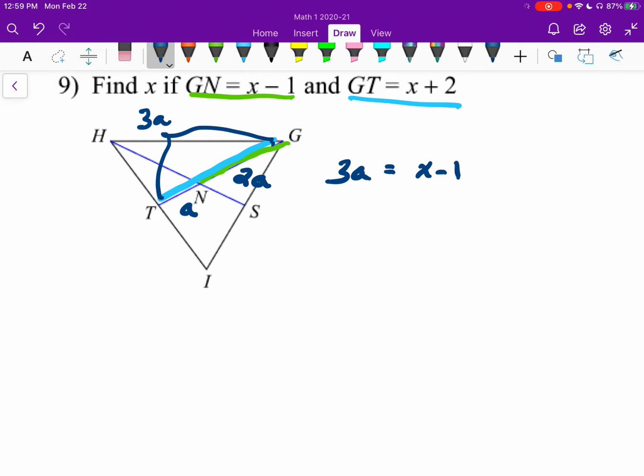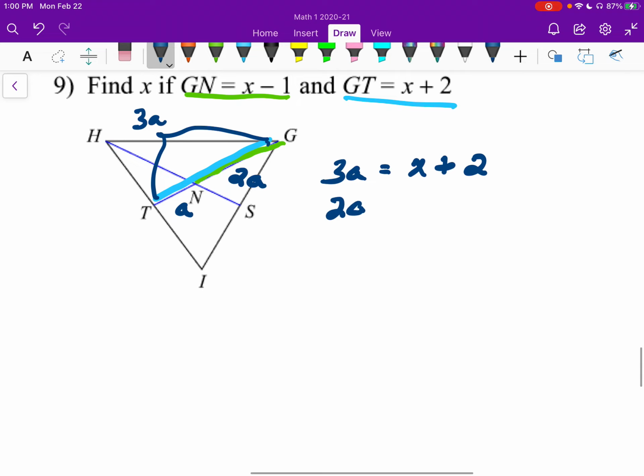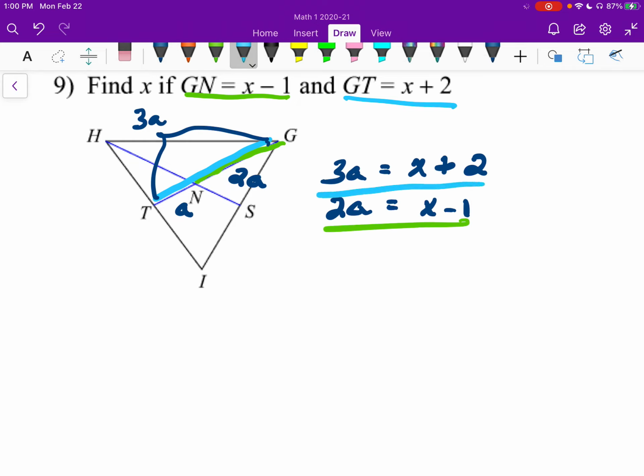We know that, oh, excuse me, I wrote the wrong thing down. We're talking about the blue piece. This is going to be x plus 2. Sorry about that. Now we know that 2a is x minus 1, right? This is my green piece. This is my blue piece.